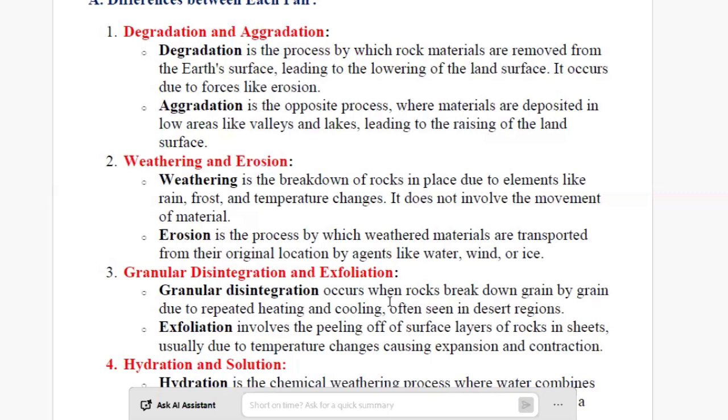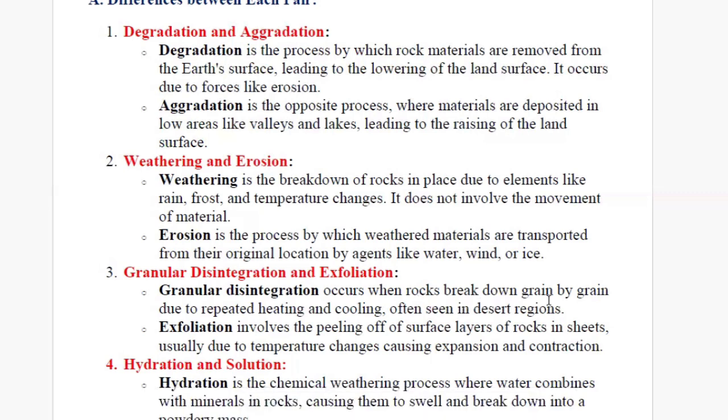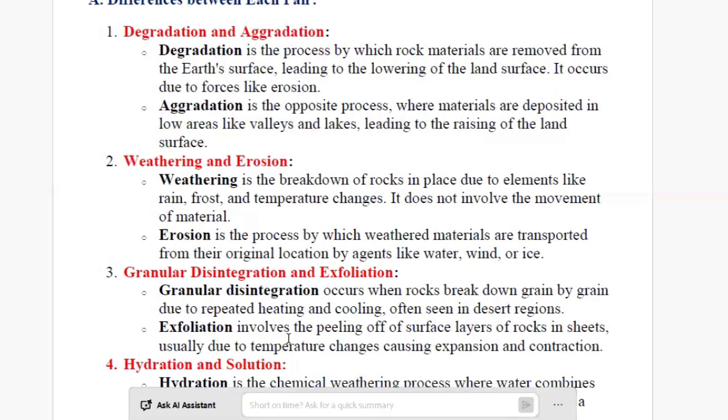Now we have to differentiate granular disintegration and exfoliation. Granular disintegration occurs when rocks break down grain by grain due to repeated heating and cooling, often seen in the desert region. Exfoliation involves the peeling of the surface layer of rocks in sheets, usually due to temperature changes causing expansion and contraction.